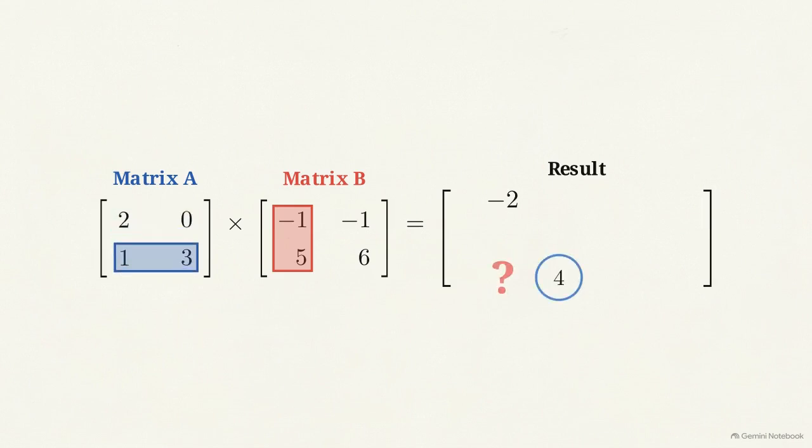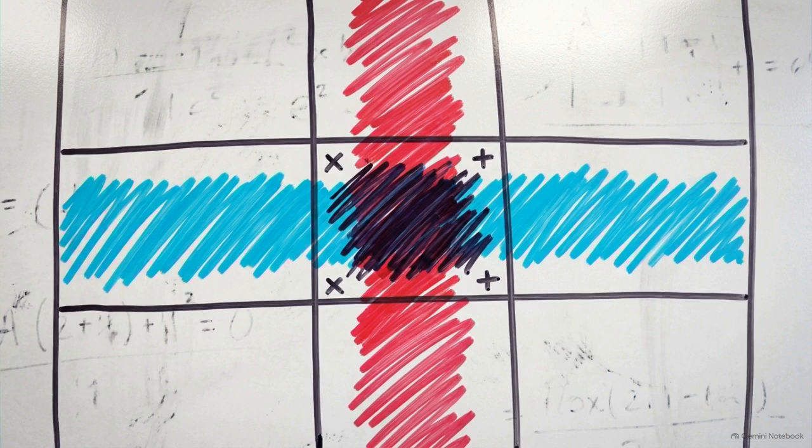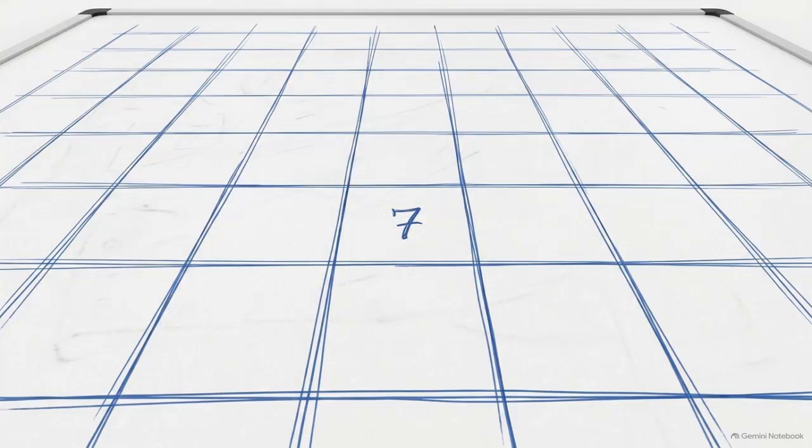Let's test this. Pause the video and calculate the value for row 2, column 1. To get this answer, multiply the second row of matrix A by the first column of matrix B, adding the products together. Because you are calculating an overlapping dot product, matrix multiplication requires you to think in terms of entire rows and columns sliding together, rather than calculating individual numbers in isolation.